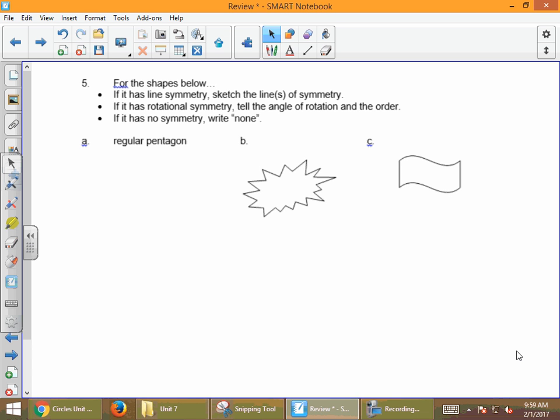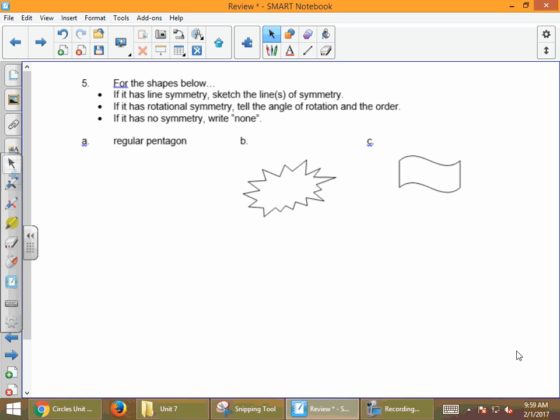All right, so on number 5, the shapes below, we want to see if it has symmetry. If so, sketch that line of symmetry. If it has rotational symmetry, tell the angle of rotation and its order. And if it has no symmetry, you write none. So let's go ahead and see what number A is here.